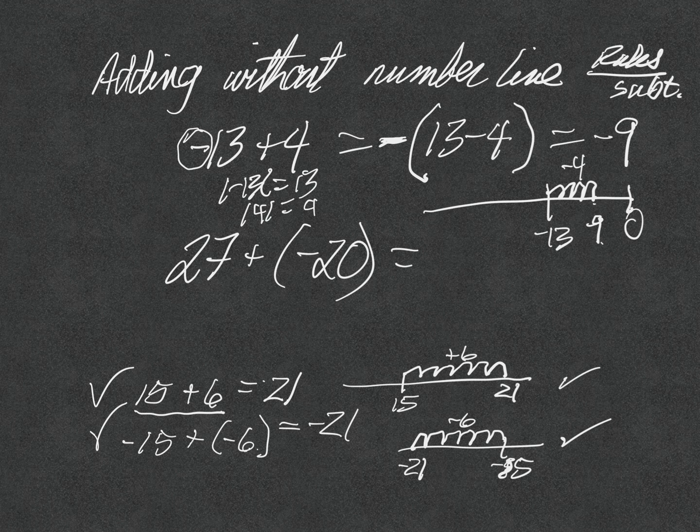So, same way we do this one. Okay, we look at this problem, and the absolute value of 27 is 27. The absolute value of negative 20 is 20. So I do this subtraction problem. And the sign I take is of the one with the larger absolute value. So my answer will be positive 7. And you can imagine how that works on a number line.